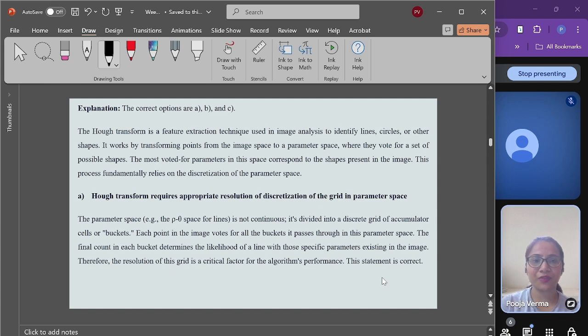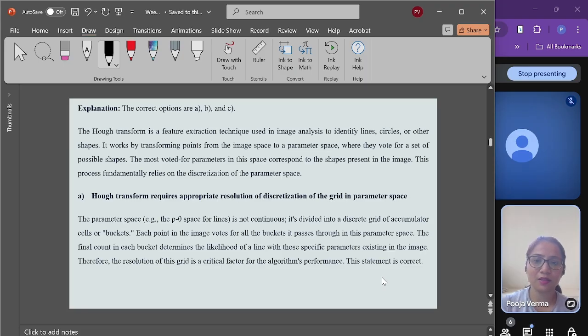So how does it work? First we need to extract features from the image to identify the shape in the image. Then we transform them into a parameter space, and then we take a vote for the possible shapes. Whatever shape gets the most votes in that parameter space is the shape present in the image. And this process is basically done by discretization of the parameter space.